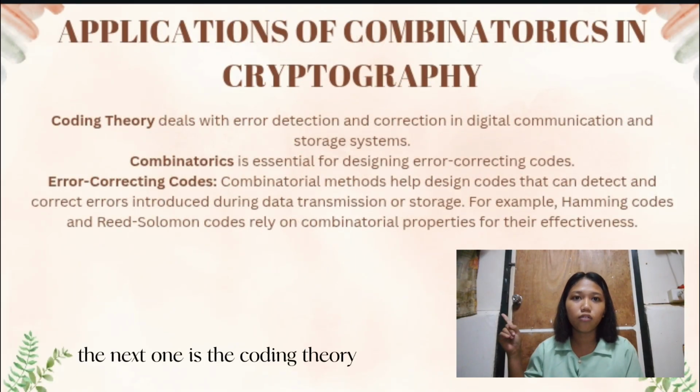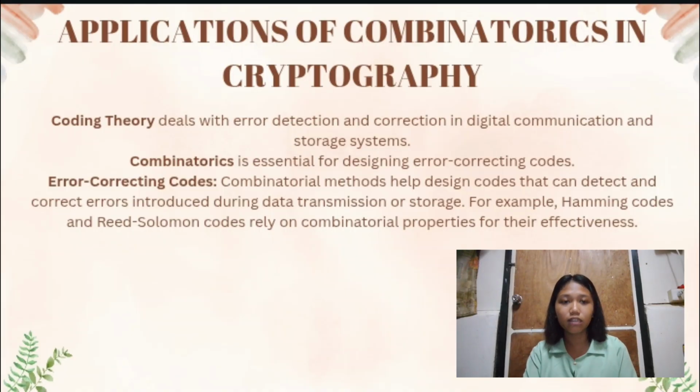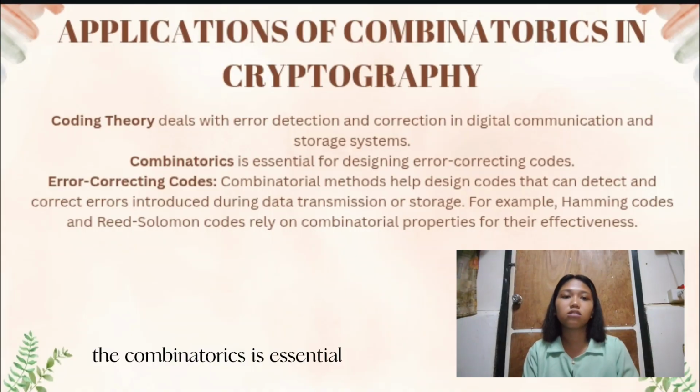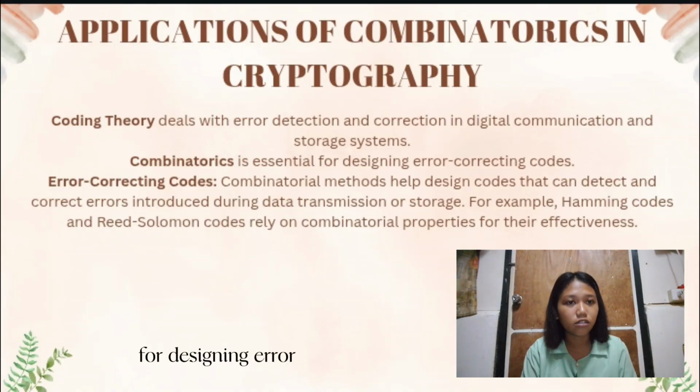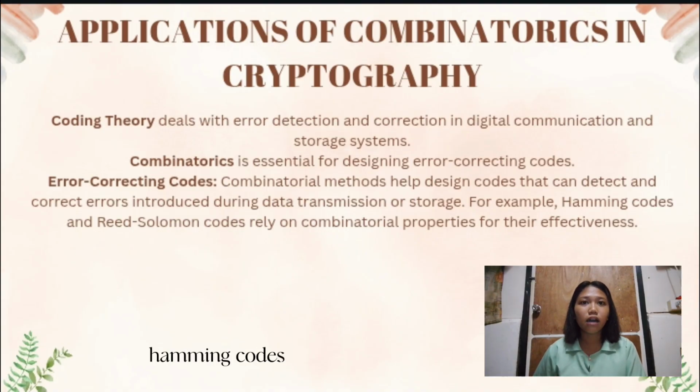The next one is coding theory, which deals with error detection and correction in digital communication and storage systems. Combinatorics is essential for designing error-correcting codes. Next is error-correcting codes. Combinatorial methods help us design codes that can detect and correct errors introduced during data transmission or storage. For example, Hamming codes and Reed-Solomon codes rely on combinatorial properties for their effectiveness.